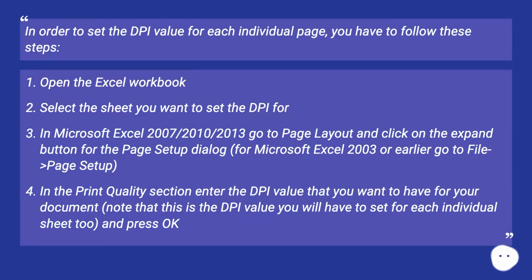Open the Excel workbook, select the sheet you want to set the DPI for in Microsoft Excel 2007, 2010, 2013. Go to Page Layout and click on the Expand button for the Page Setup dialog. For Microsoft Excel 2003 or earlier, go to File-Page Setup. In the Print Quality section, enter the DPI value that you want to have for your document. Note that this is the DPI value you will have to set for each individual sheet too, and press OK.